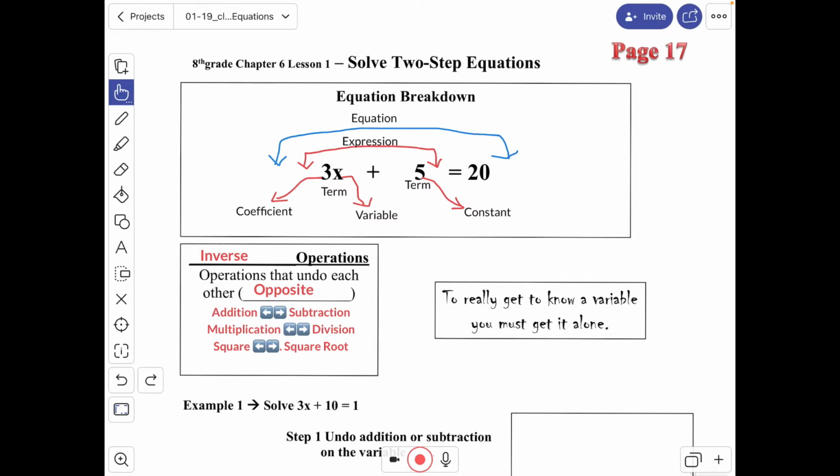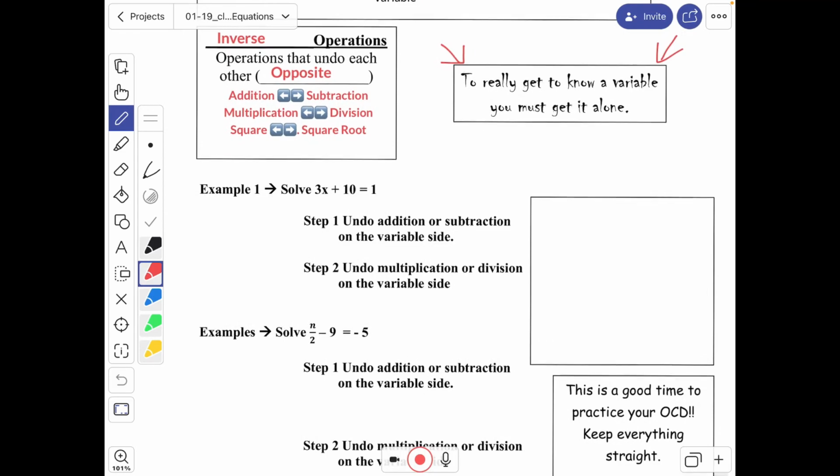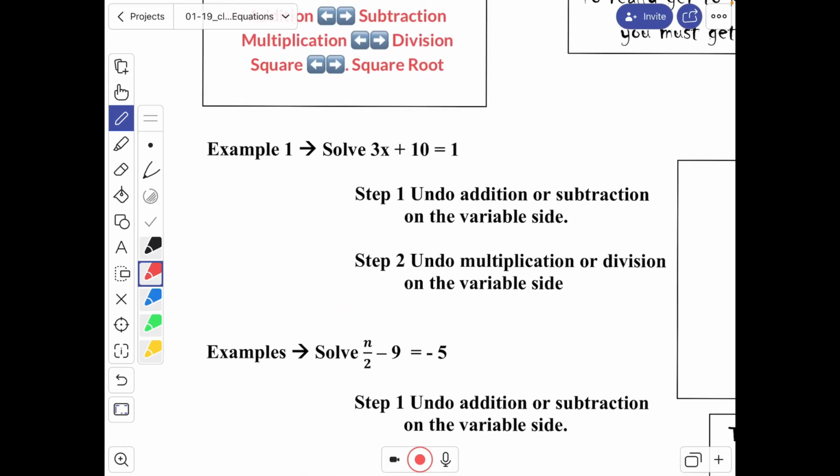When solving an equation, what we want to do is get the variable by itself. To really get to know a variable, you must get it alone. Think about that. If you want to get to know somebody, you want to get them by themselves. So that's what we're going to be doing with the equations, is getting the variable by itself. Please make sure that you show all the steps when you're solving, and don't just try to skip something. This is building the base for algebra, and we need to make sure that we're doing this correctly.